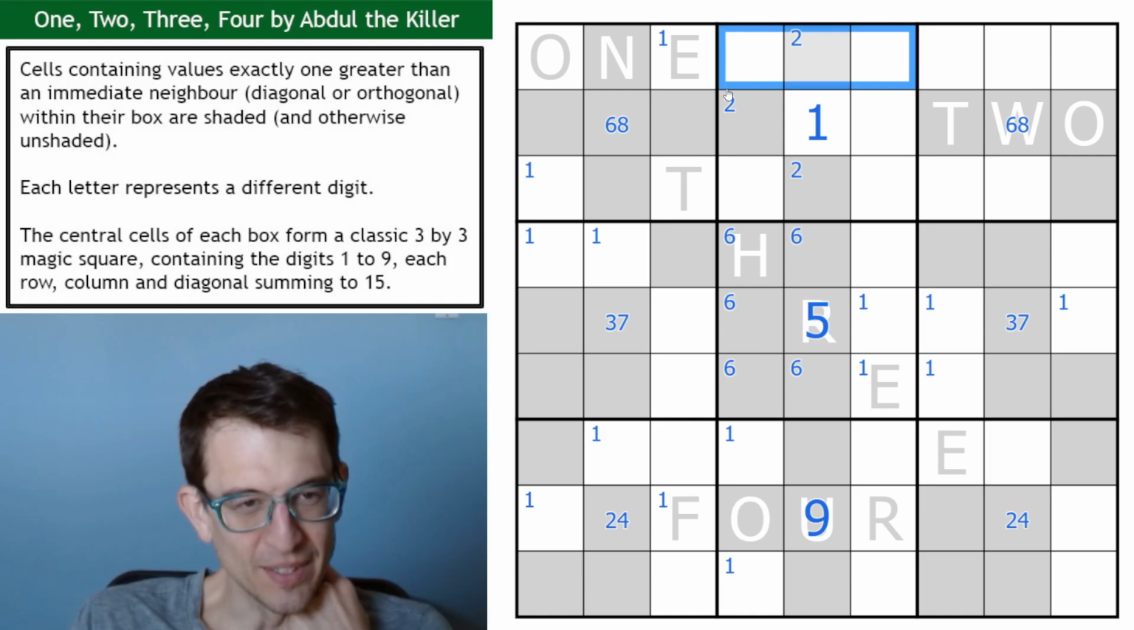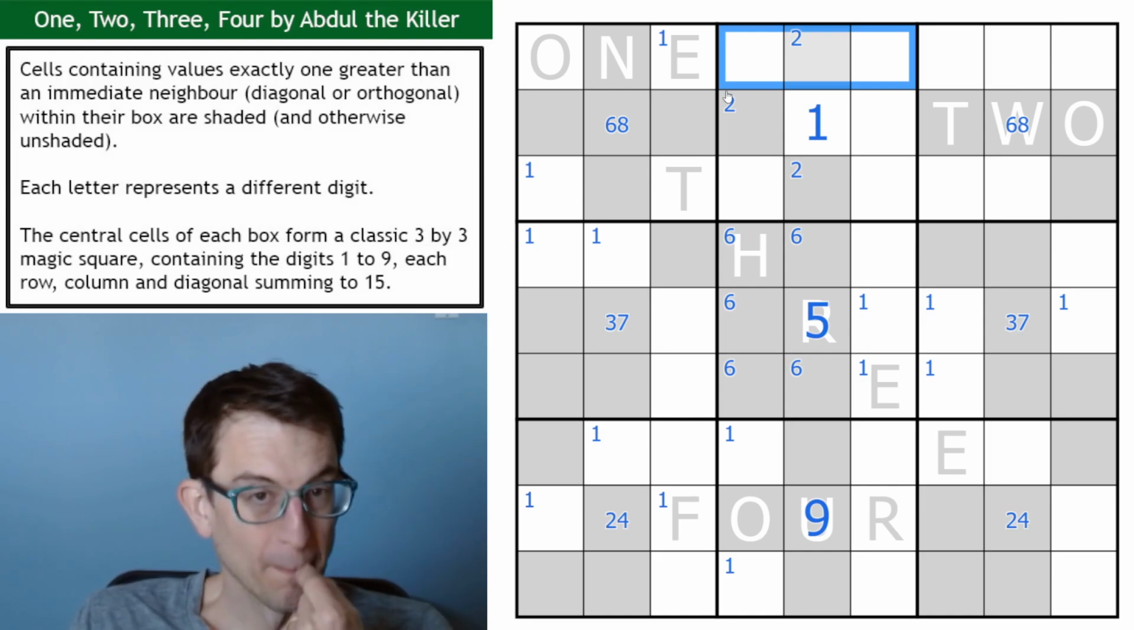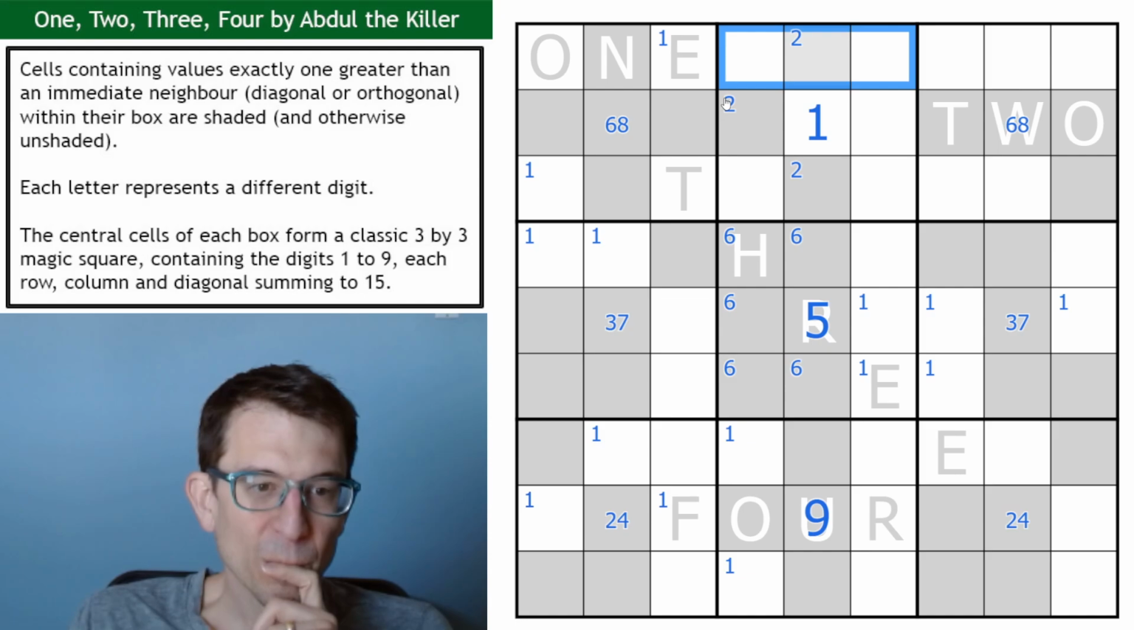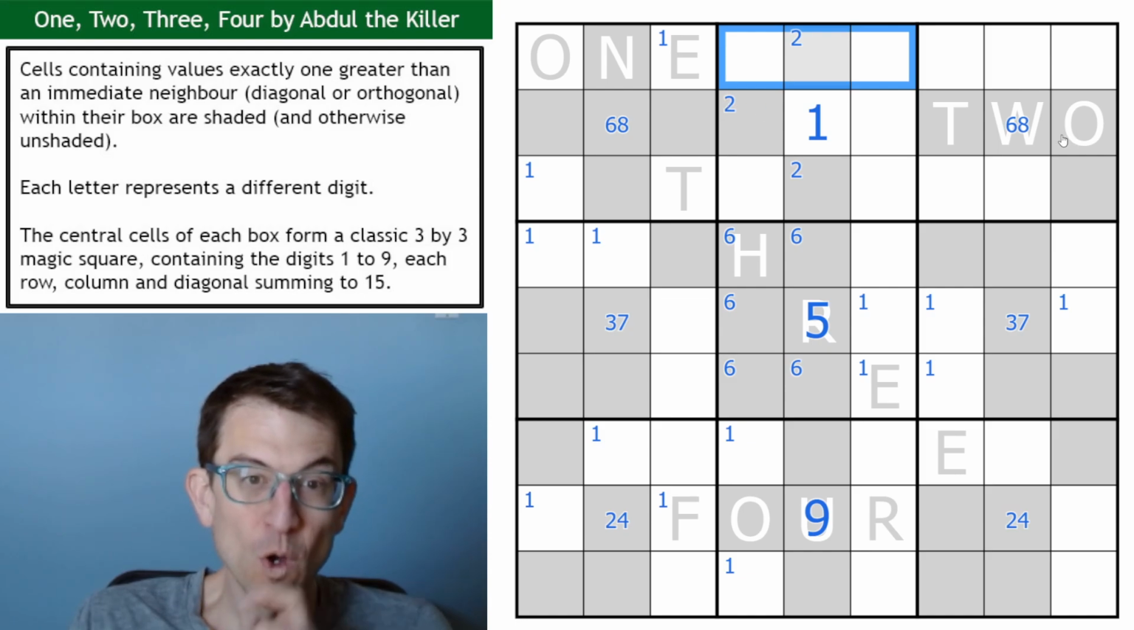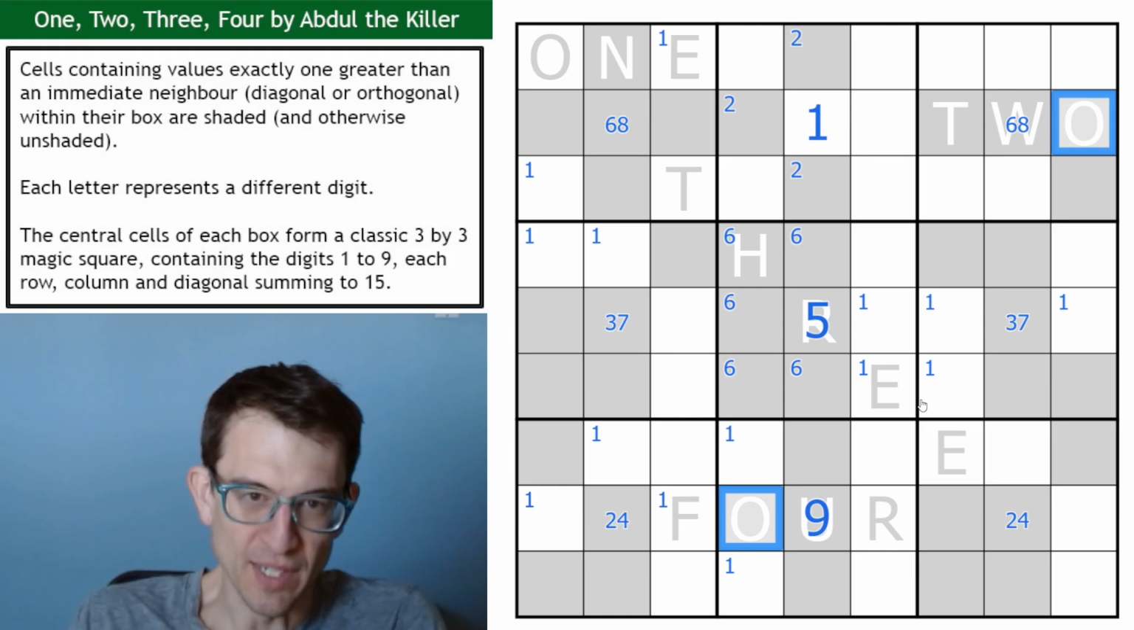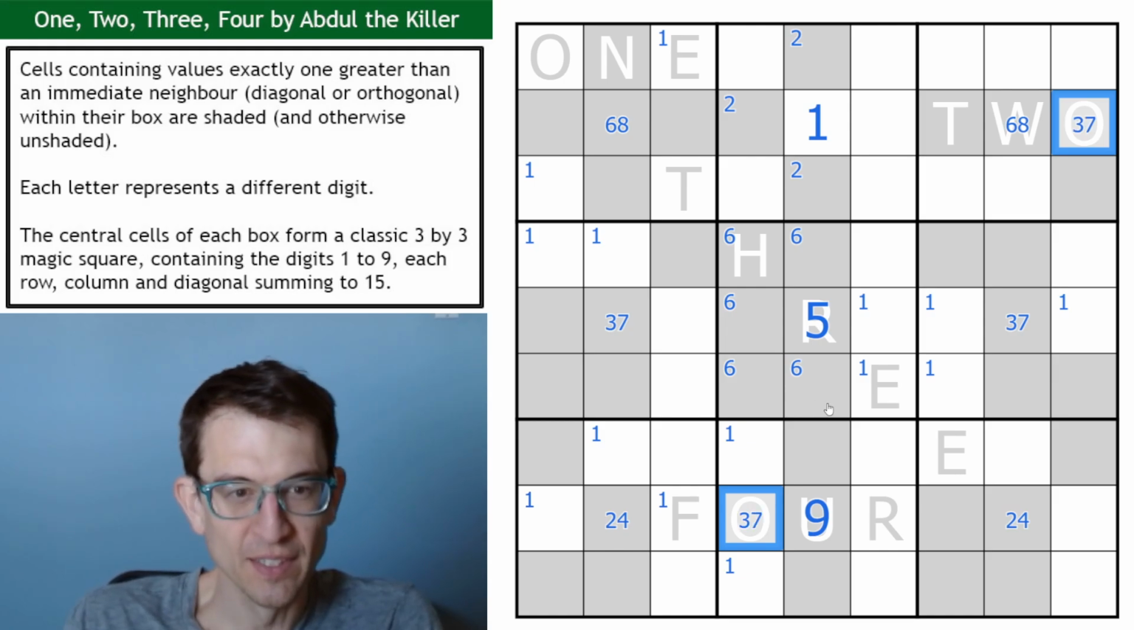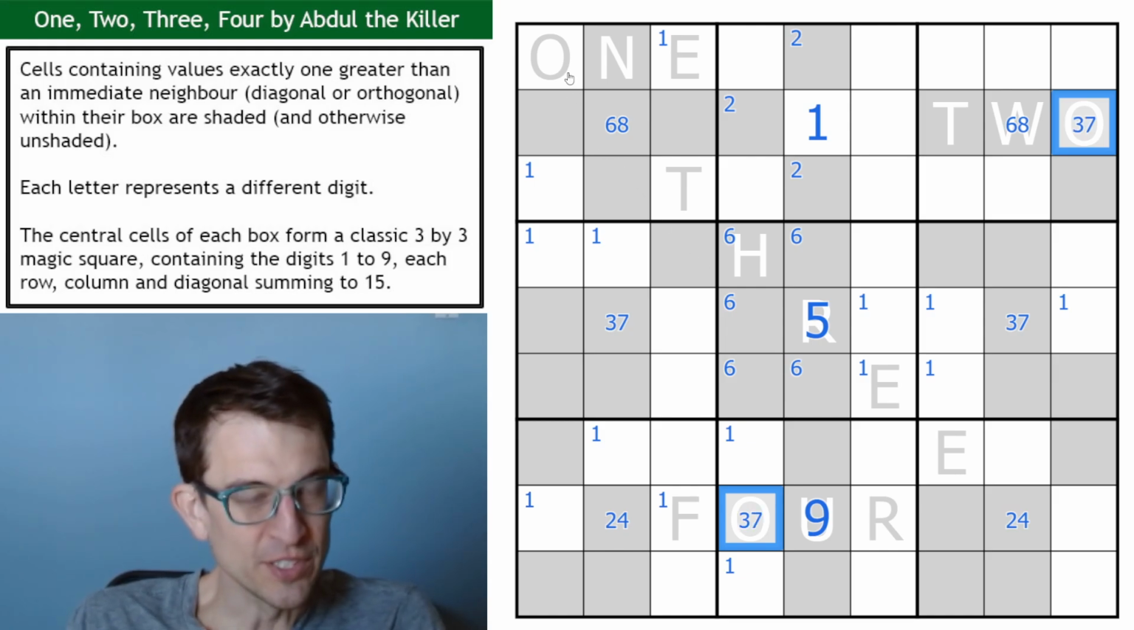T is up here. Oh, O is in both of these actually. So O is odd. O is not 6, 8 or 2, 4. And it's not 1 or 9. And it's not 5 because 5 is already taken. So it's 3 or 7 actually. So this is 3 or 7.